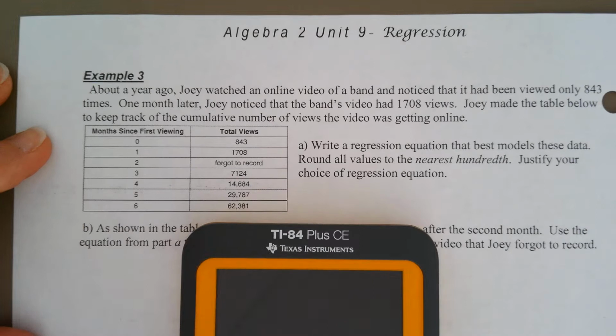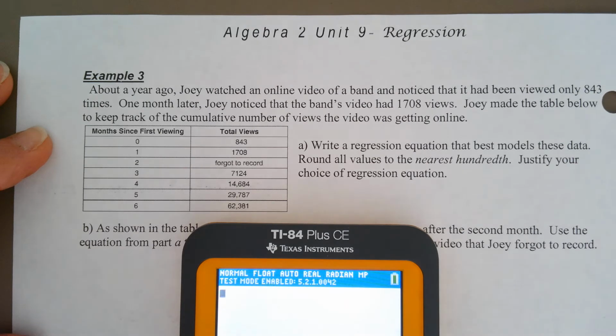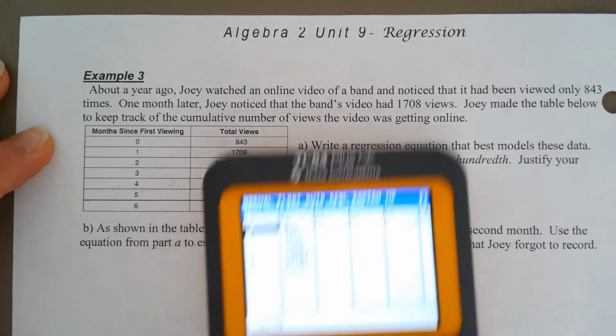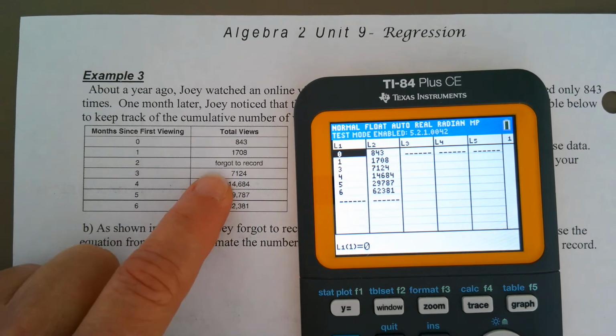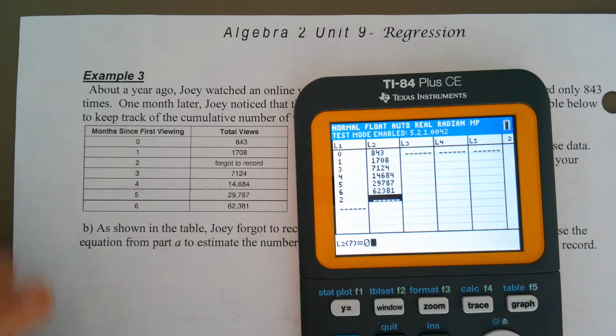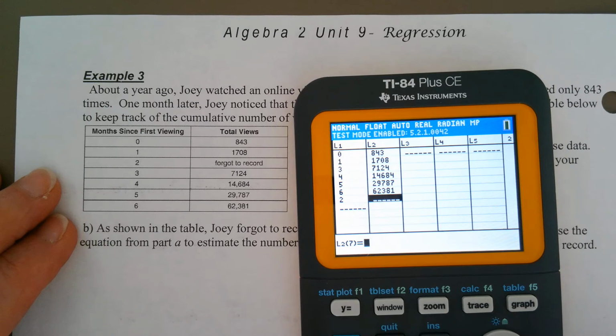Okay, so to save time, I've got the data in L1 and L2 already. All right, there it is. Notice that he forgot to record the second month, so you cannot put the number 2 in and leave L2 blank. It won't work. And you certainly don't want to put 0 in because there were not 0 views during the second month. So you just leave the second month out.